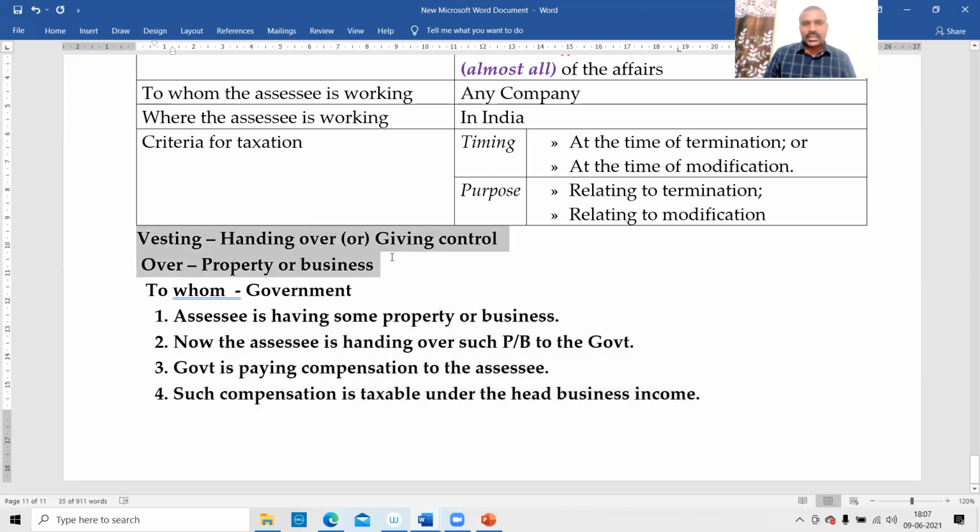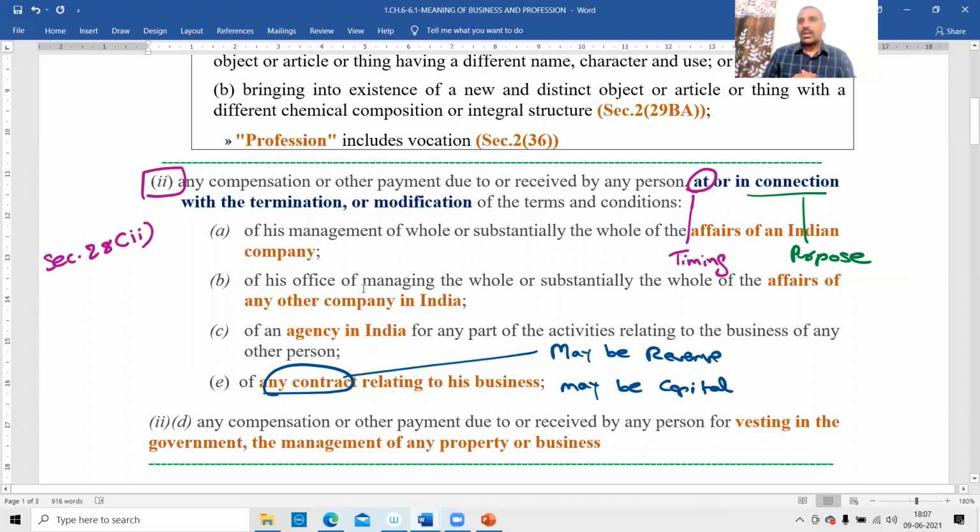Therefore, vesting means handing over. What are we handing over? Control over the property or business. Vesting means handing over or giving control. Control over what? Handing over what? I am handing over the property or business. To whom am I handing over? To the government. So that compensation is also taxable under business income.